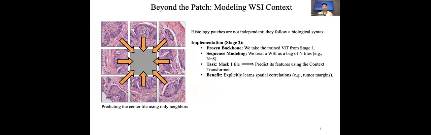In stage 2, we tackle the context problem. We stop looking at isolated patches. We freeze the backbone and treat the entire image as a sequence. We mask the center tile and force the model to predict it using only its neighbors. This forces the model to learn the syntax of the tissue, understanding critical spatial features like tumor margins.